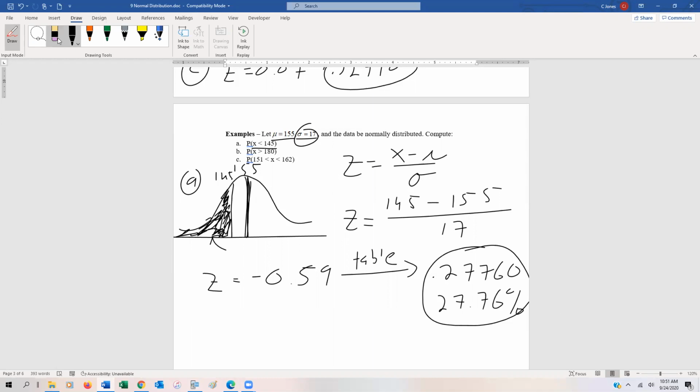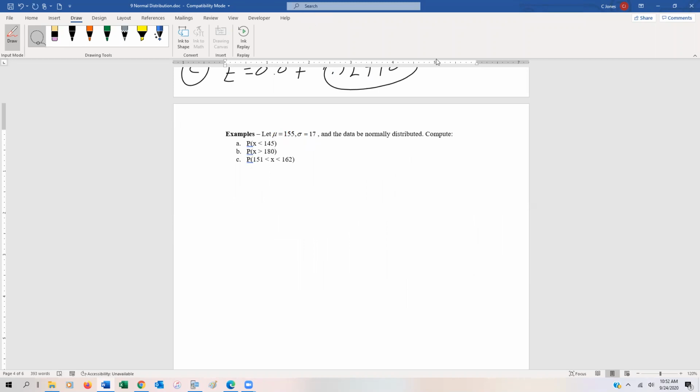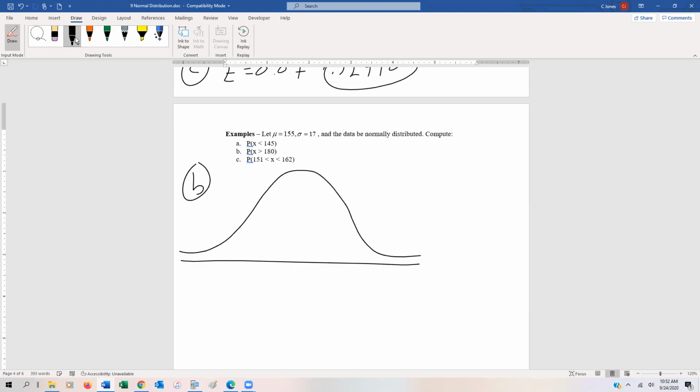All right, now for letter B, this time what we're going to do is say what's the probability that a randomly selected element is going to be greater than 180. Right, so we're going to draw this. So here's a much better distribution than last time. 155 is still in the middle. Now 180 and 155 are about 25 apart, so it's more than a standard deviation. So let's plot it maybe right about here to the right, since 180 is bigger than 155. And since x is greater than 180, we're going to shade this area.